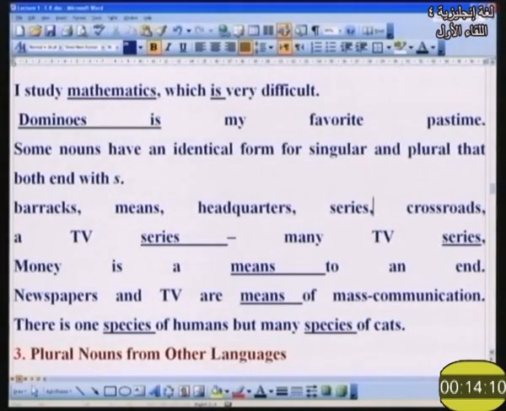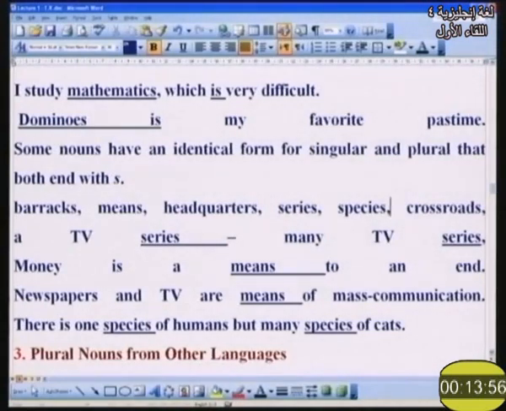Newspapers and TV are means of mass communication. And we have a word like species, which means a kind or breed. There is one species of humans but many species of cats. All these words don't have a plural form that is different from the singular. We have the same form, singular and plural. Sometimes you have it preceded by a or an, and then in another sentence you find it as plural, and it is the same.